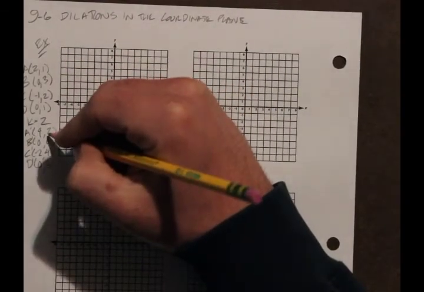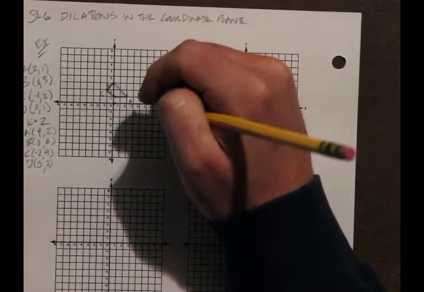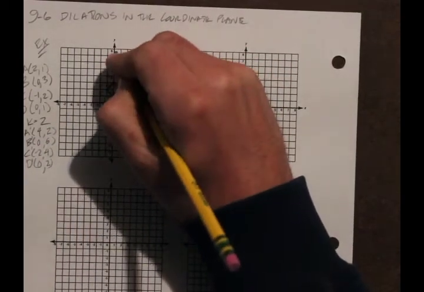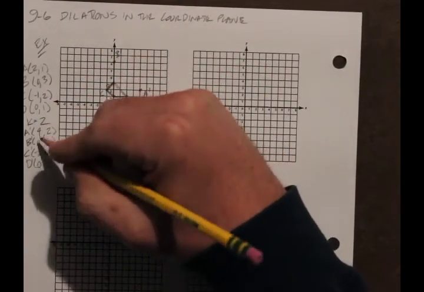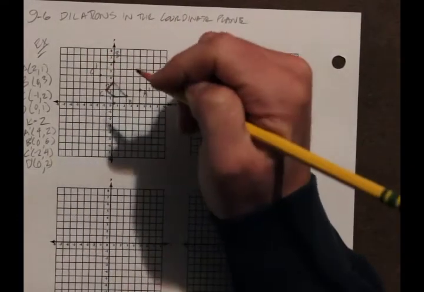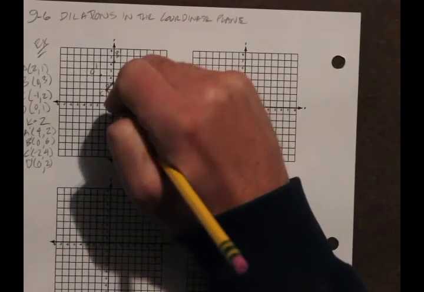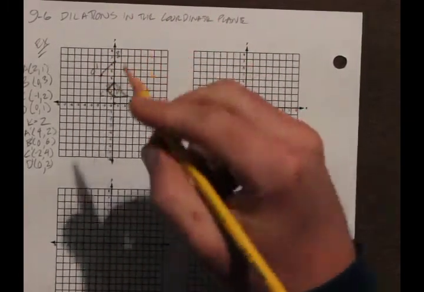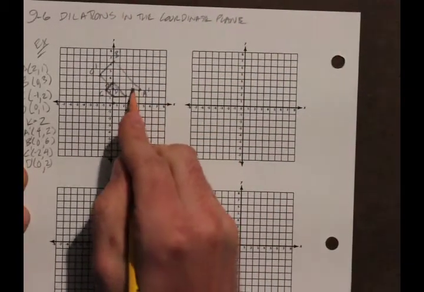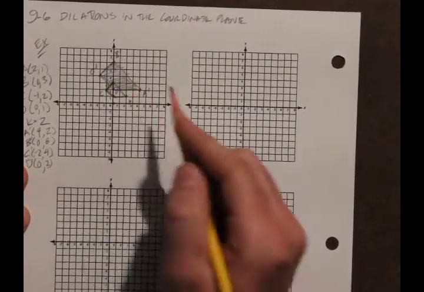4, 2 is my new A value. So 4, 2, A prime. And then B is 0, 6, B prime, and C is negative 2, 4, C prime, and then D prime is going to be 0, 2, right here, D prime. Now I just connect these guys and shade that in as my image. And that's all there is to it.